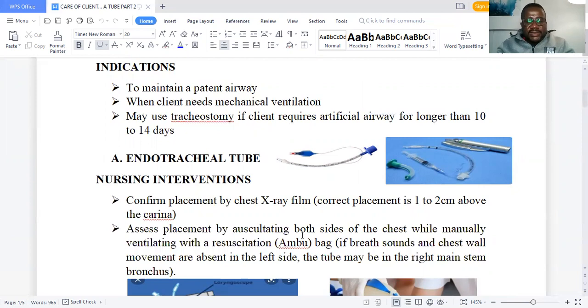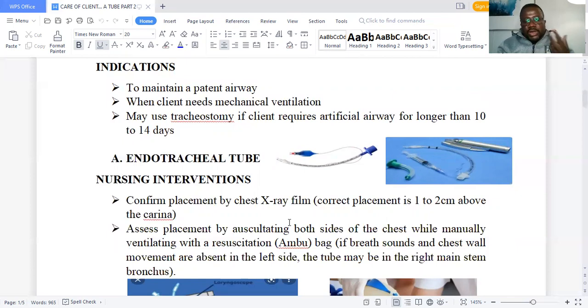Now, the first thing, we can confirm that the endotracheal tube is in place by the chest X-ray film. There are so many ways. Maybe you might use a stethoscope to listen to the sound from the chest wall to know whether it is in place. It's not bad. But we're going to see that also when we are talking about the tracheostomy tube.